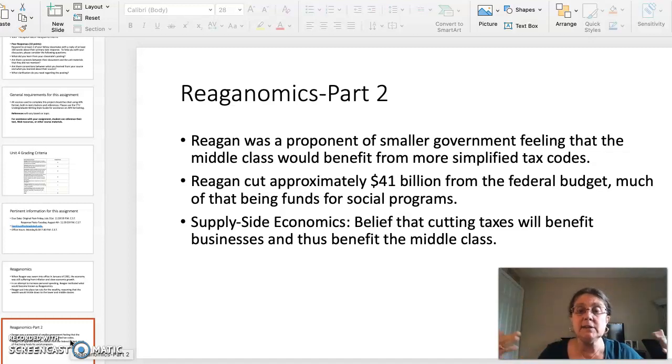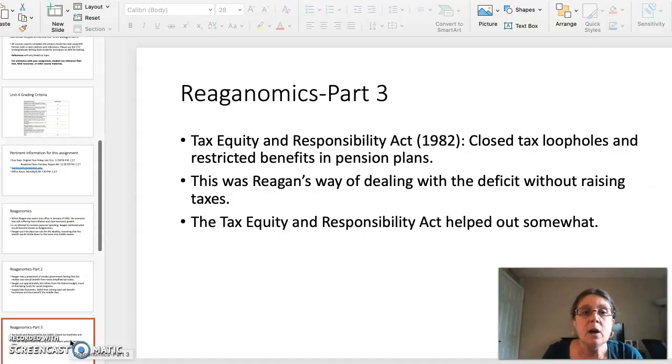Supply side economics is a big factor in Reaganomics. Basically, supply side economics is the belief that if you cut taxes for big businesses, then the wealth will trickle down. Okay, the Tax Equity and Responsibility Act. The primary document for Reaganomics is Reagan's interview upon signing this bill into law. The Tax Equity and Responsibility Act of 1982 closed the tax loopholes and restricted benefits in pension plans.